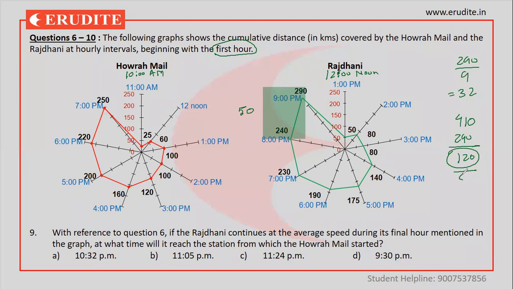So at the rate of 50 to cover 120, how long will it take? It will take 2.4 hours. 2.4 hours means 2 hours, 24 minutes. Be very careful. 0.4 hours does not mean 40 minutes. 2 hours, 24 minutes. Last reference time we had is 9 p.m. Another 2 hours, 24 minutes. That means it will reach its destination at 11:24 p.m. Option C.